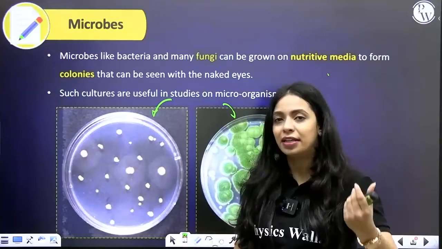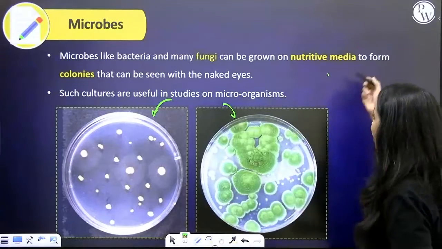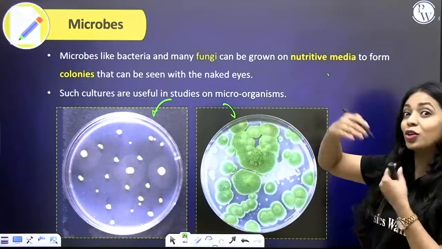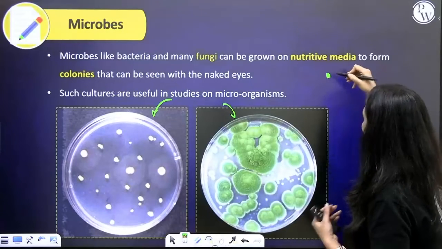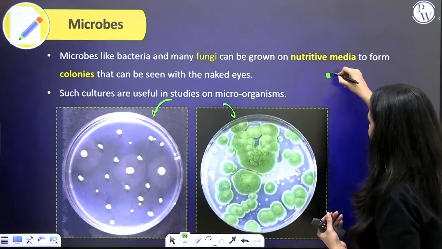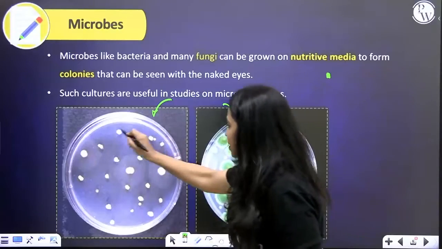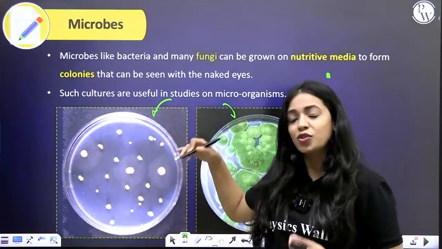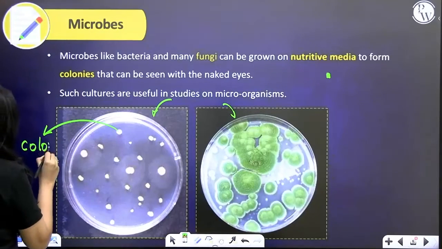What happens as the bacteria grow is that the number of cells starts increasing. One bacterium will start using the nutrient medium, grow in size, and divide and become 2, 2 becomes 4, and it will go on dividing. After a few days or a few hours, you will be able to see dots like these on your nutrient medium. These are nothing but colonies of bacteria and fungi.